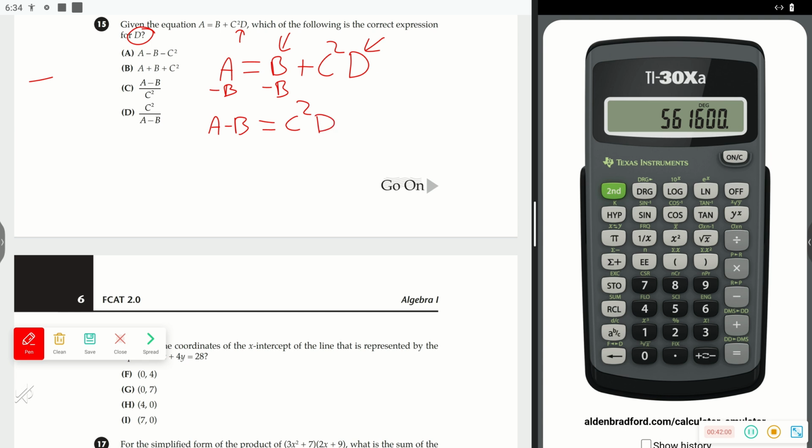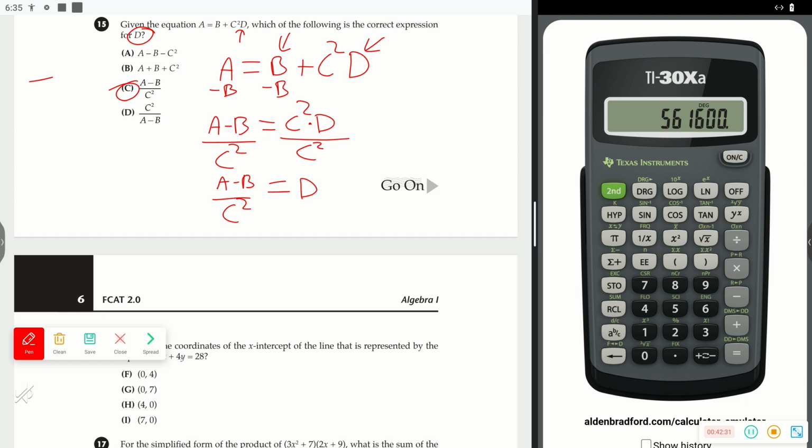Now to get d by itself, this is c squared multiplied by d. The opposite operation of multiply is divide, so we have to divide this term by c squared, and we have to divide this term by c squared. c squared divided by c squared is 1, and 1 times d is just d. So we have a minus b divided by c squared. If we look at our possible answers, we can see that the answer is C.